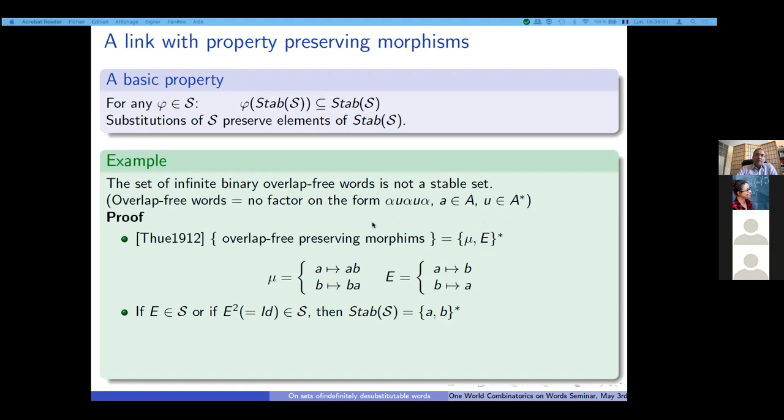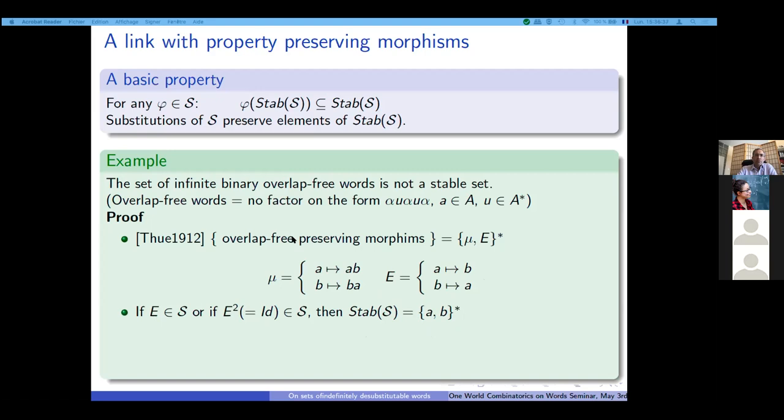So we could try to show that the set of infinite binary overlap-free words is the stable set of a set of substitutions, and we include all these morphisms in this set, the exchange morphism or the square of the morphism, which is the identity. Then we can see that all right infinite words are in the stable set, and so the stable set is not the set of infinite binary overlap-free words.